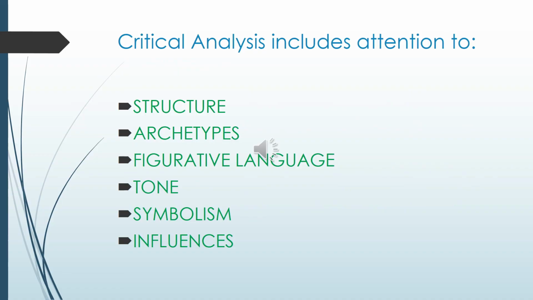So we've seen how structure, archetypes, figurative language, tone, and symbolism, as well as influences on a particular author, can become part of a critical analysis of a piece of literature.